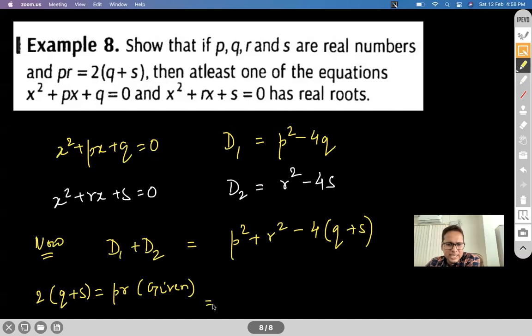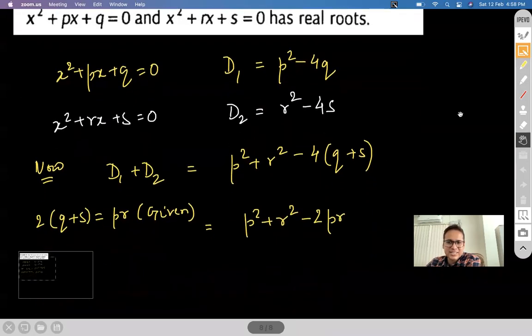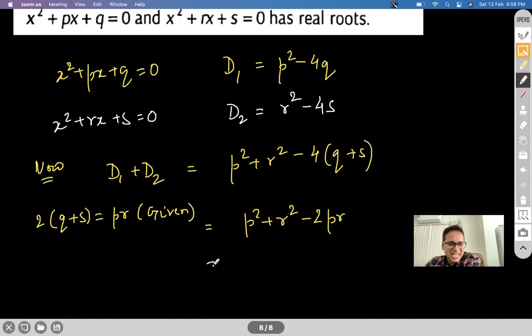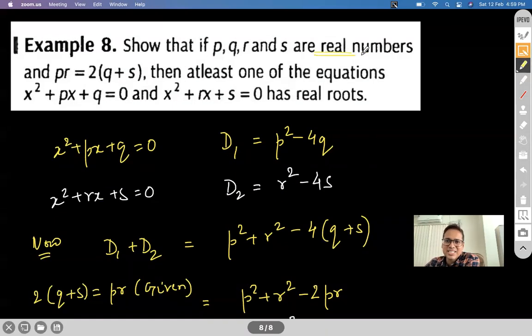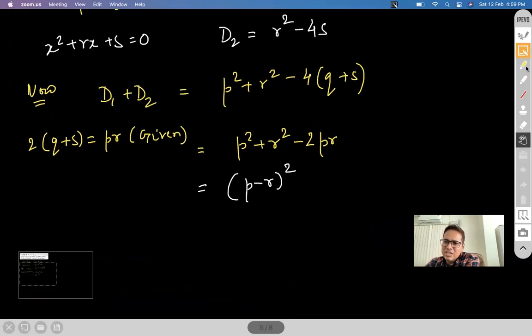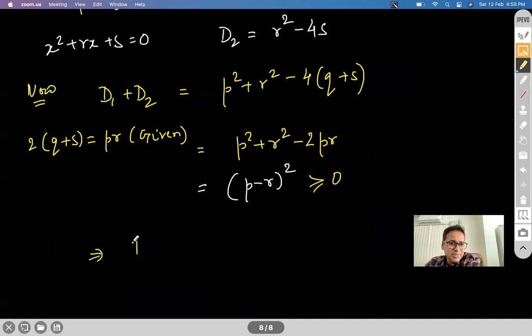So what I'm planning to do here is replace this minus 4q plus s with minus 2pr. Isn't it? Can I do that? And it actually becomes (p minus r) the whole square. If p and r are real numbers, so it's only given that all of them are real numbers, can I say (p minus r) the whole square will be a quantity greater than or equal to zero? Which means the sum of the discriminants is greater than or equal to zero.